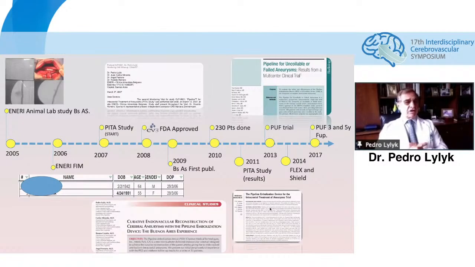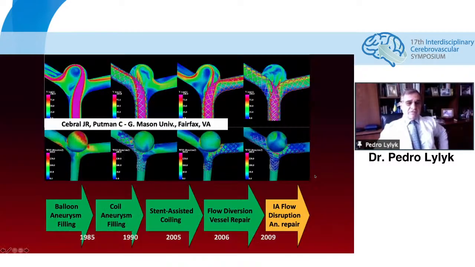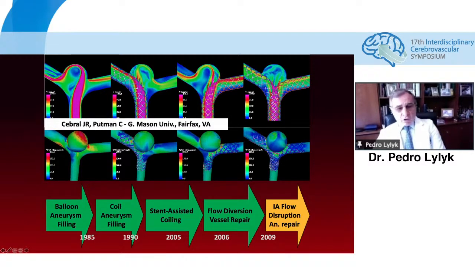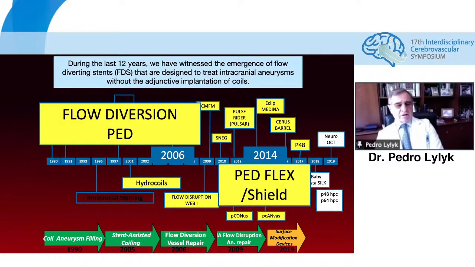Our personal history in Buenos Aires with flow diversion started in 2005. We went through all of the classic and also the Flex history and the Shield at the very end of the history. So we realized very early on that we need something else than coils. And we went to flow diversion to repair the flow. That was a whole concept at that time. Today it is clear for everybody that we have to reconstruct the artery, but at the beginning it was not that clear. And we evolved from the classic PED to the Shield PED, and we will see some cases about that.